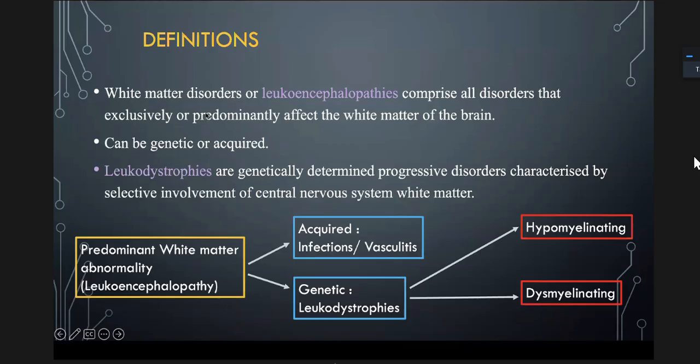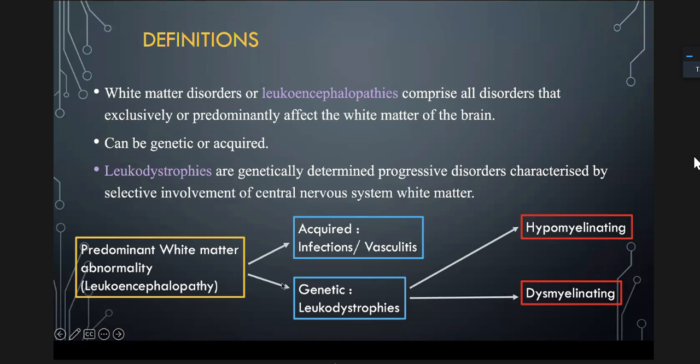Okay, now coming to some definitions, white matter disorders or leukoencephalopathies comprise all disorders which exclusively or predominantly affect the white matter of the brain. Now, these leukoencephalopathies can be genetic or acquired.